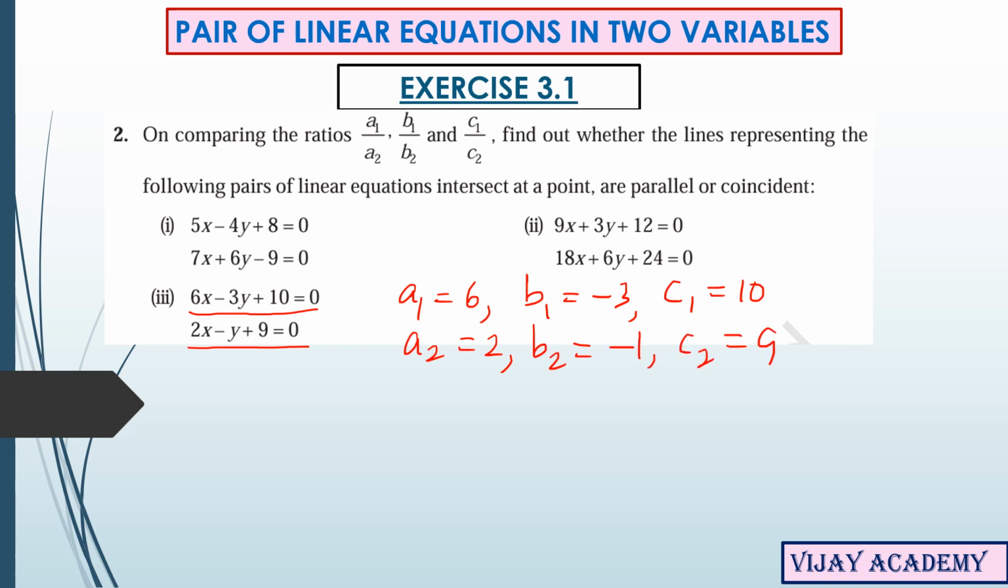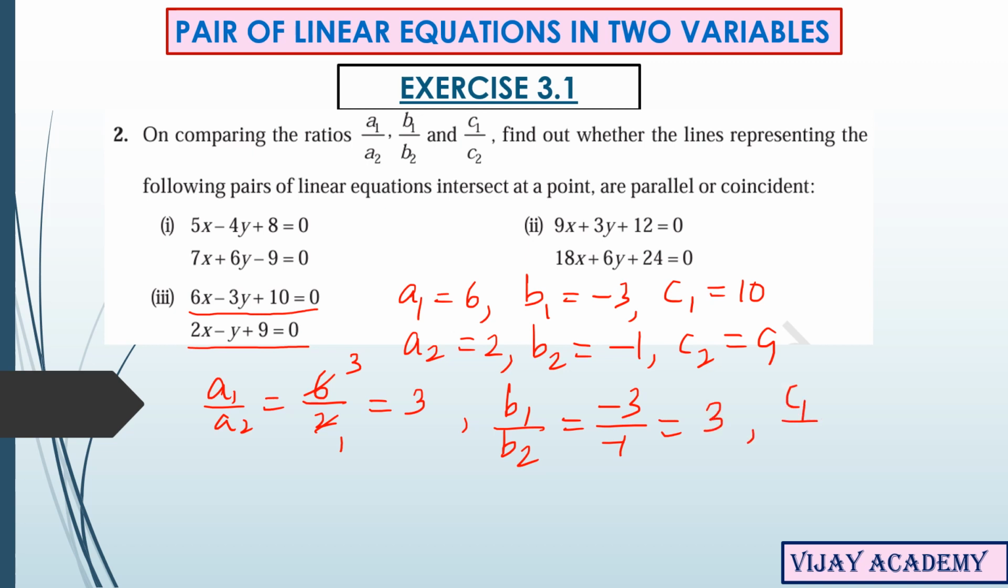So now we can find out the ratios. a1 by a2 is equal to 6 by 2, which is equal to 3. So 2 3s are 6. And then b1 by b2 is minus 3 by minus 1, which is 3. And then c1 by c2 is 10 by 9.